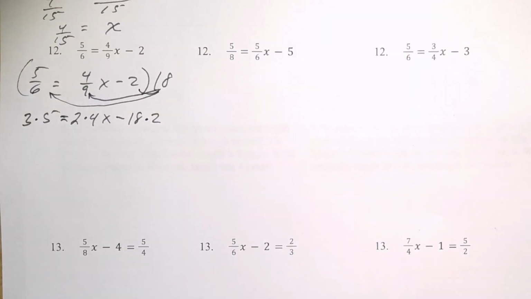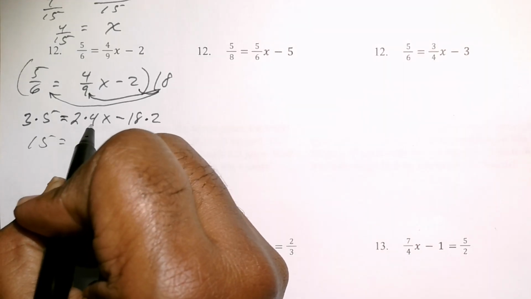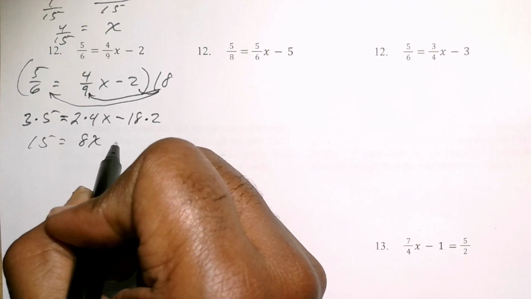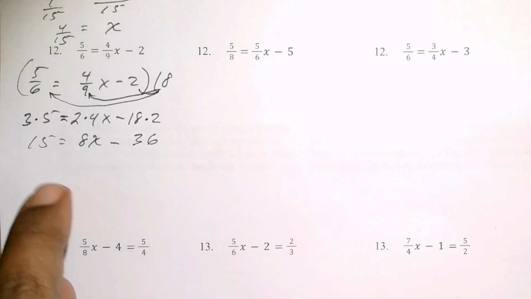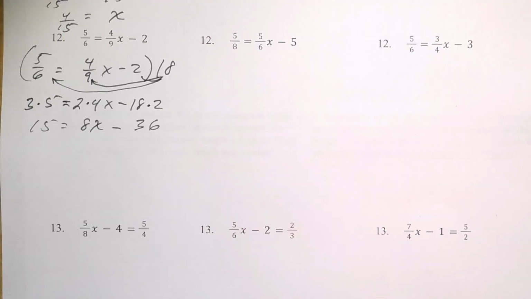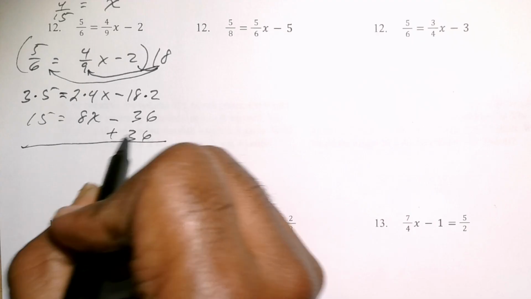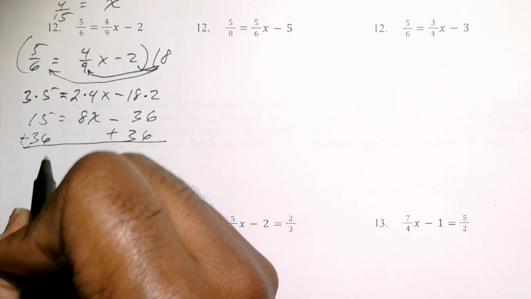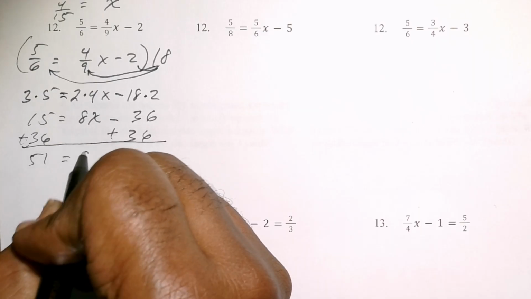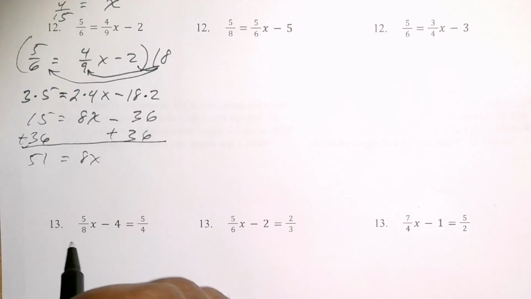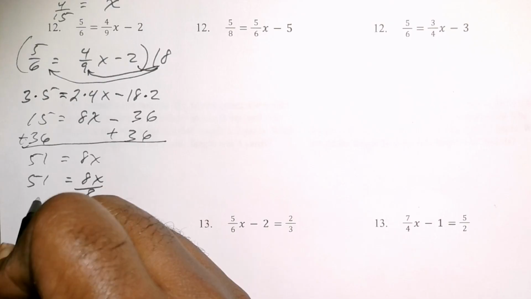Okay, now let's multiply. 3 times 5 is 15. 2 times 4 will give us 8x, minus 18 times 2 is 36. Now we can isolate for x. So we're going to add 36 to both sides. And this will give us 51 equals 8x. We're going to take our 51 equals 8x and divide both sides by 8.